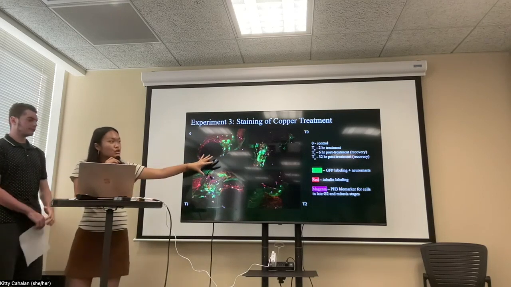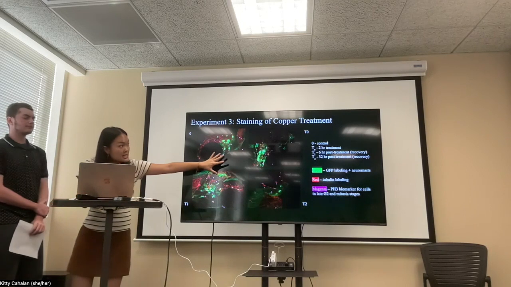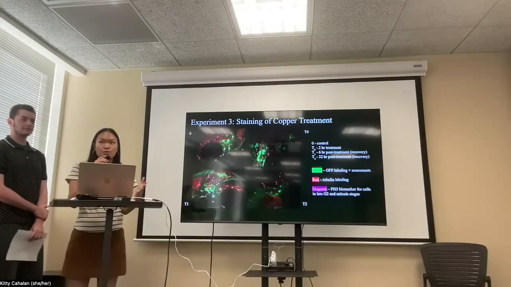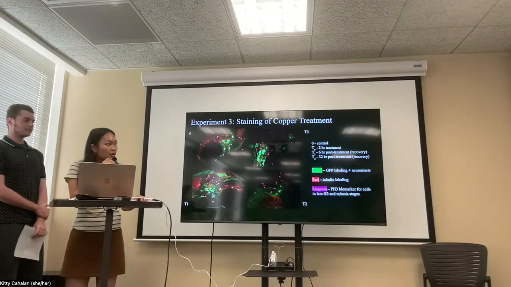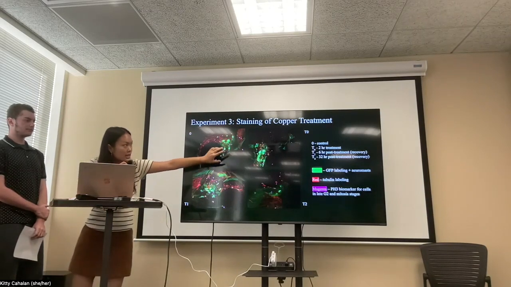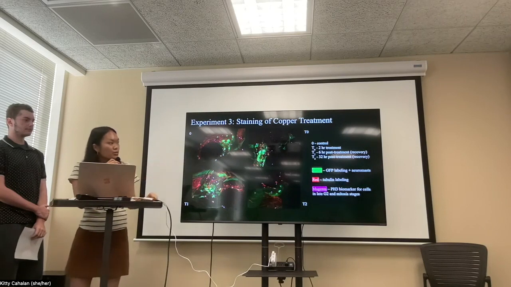And then the T0 is 2 hours after treatment. So we can see that the red and the green are a lot more disorganized, which is good. It means that the ablation experiment worked. And so we can see that it's a lot more disorganized as compared to the 0 time point here.